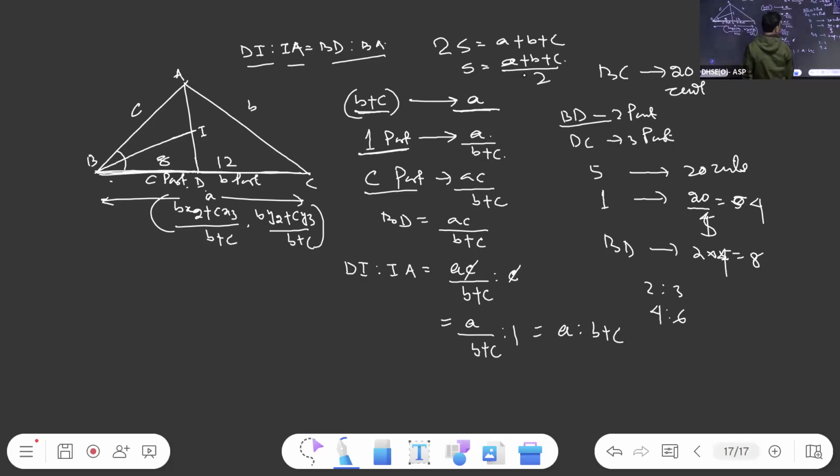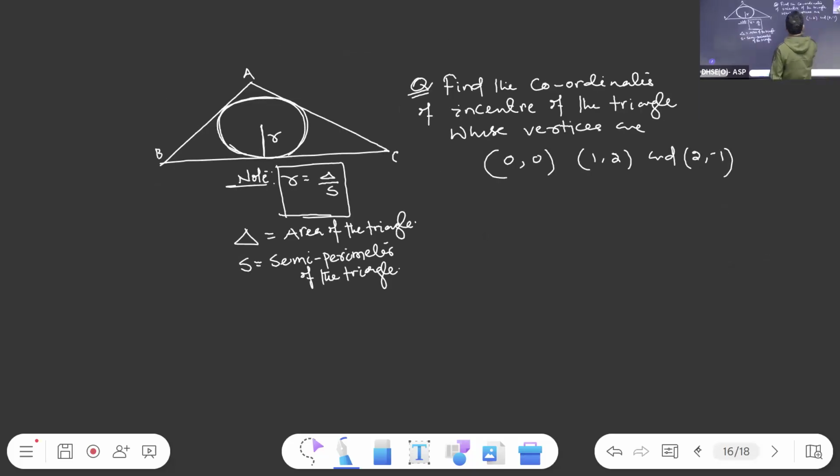Okay, then for the question: find the coordinates of the incenter of the triangle whose vertices are (0, 0), (1, 2) and (2, -1). Try to answer this question.